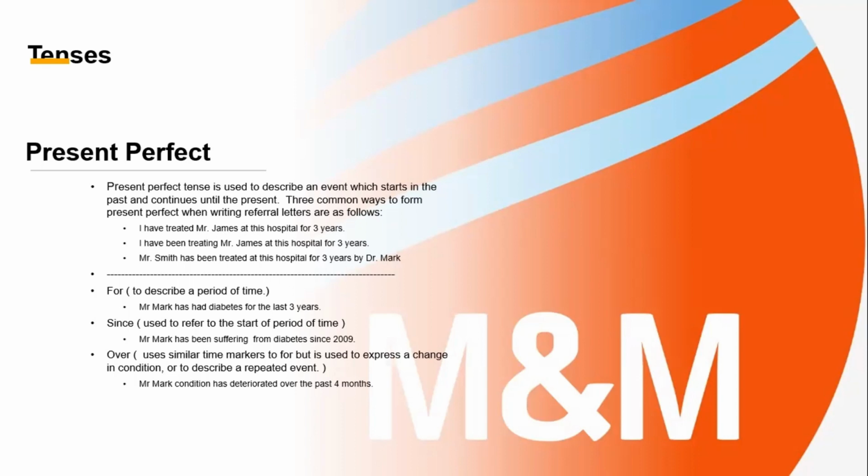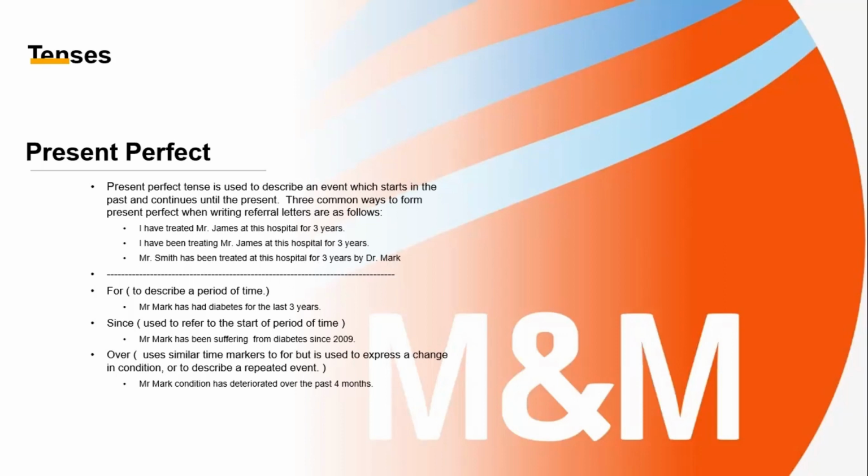Similarly, we use since when we know the start of time or start of that period of time. Like he has been waiting since morning. He has been suffering from diabetes since 2009. So according to the situation, you have to decide when to use since, when to use for, and when to use over. So what is the rule of over? Here we can discuss the rule of over as well.